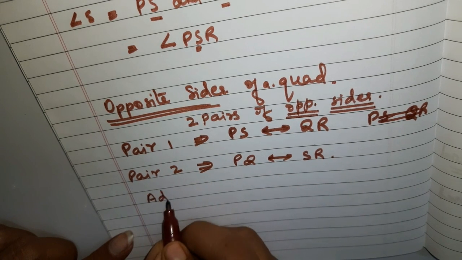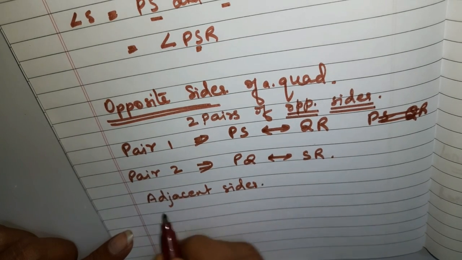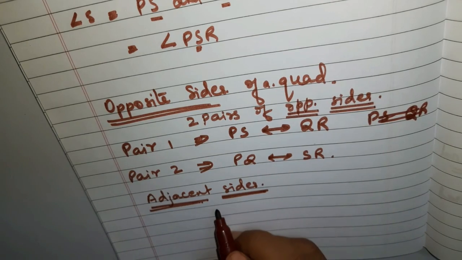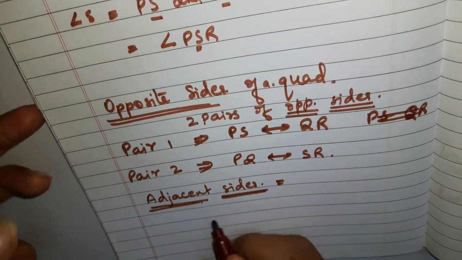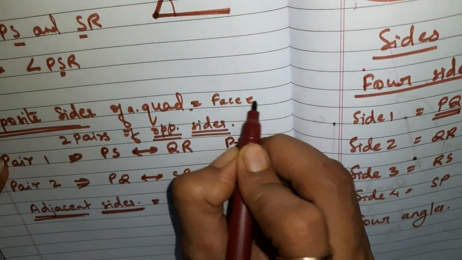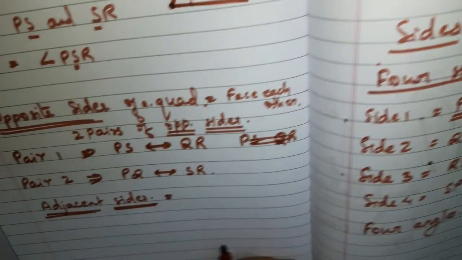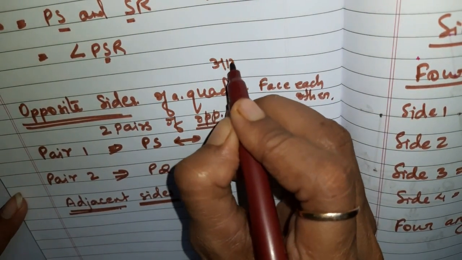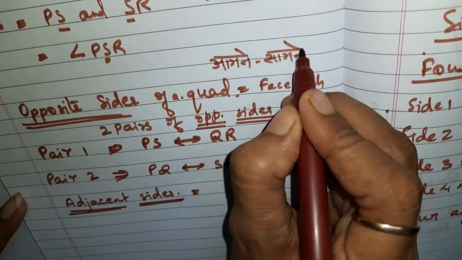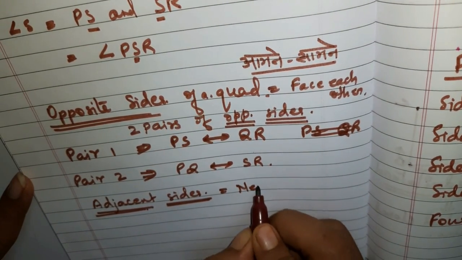What are adjacent sides? Let's talk about adjacent sides also, because this is another term that students get confused about. I have told you that opposite sides face each other. Face each other, right? आमने सामने, एक दूसरे के आमने सामने होते हैं. Let me write आमने सामने. Okay, maybe you will understand it better this way. And adjacent sides are what? They are neighbor sides. Okay, neighboring.